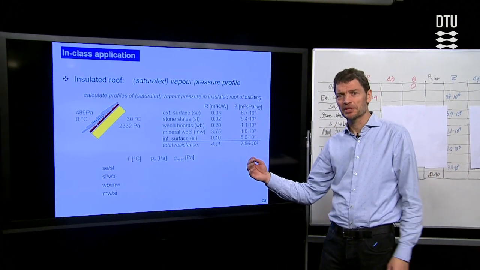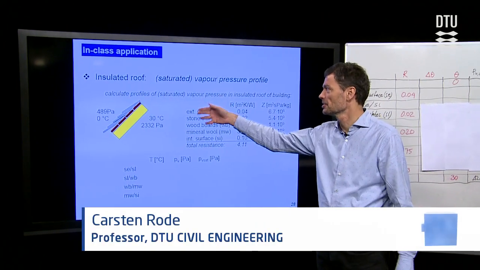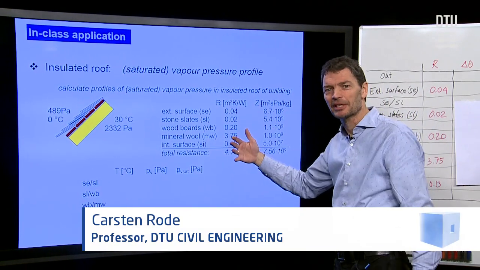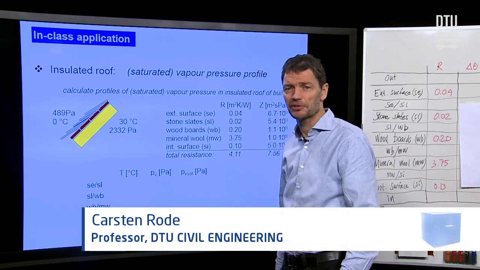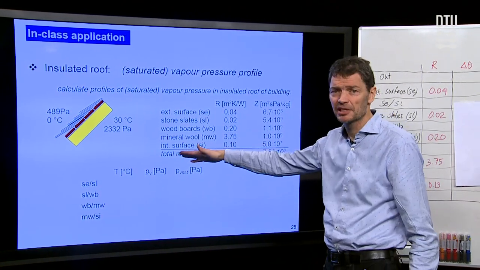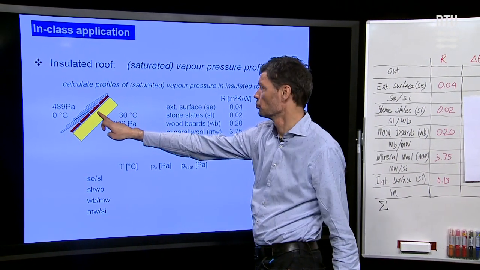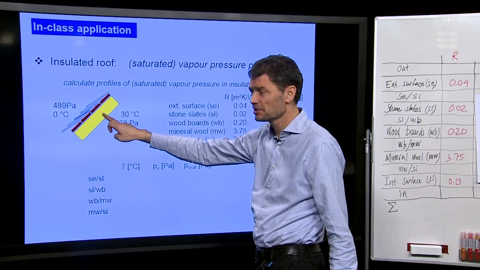Welcome to this example, which is our in-class application on how to calculate a vapor pressure profile, where our example case is the profile through an insulated roof. We have a multi-layered structure with roof slates. We have some wooden boards, and then we have the insulation.